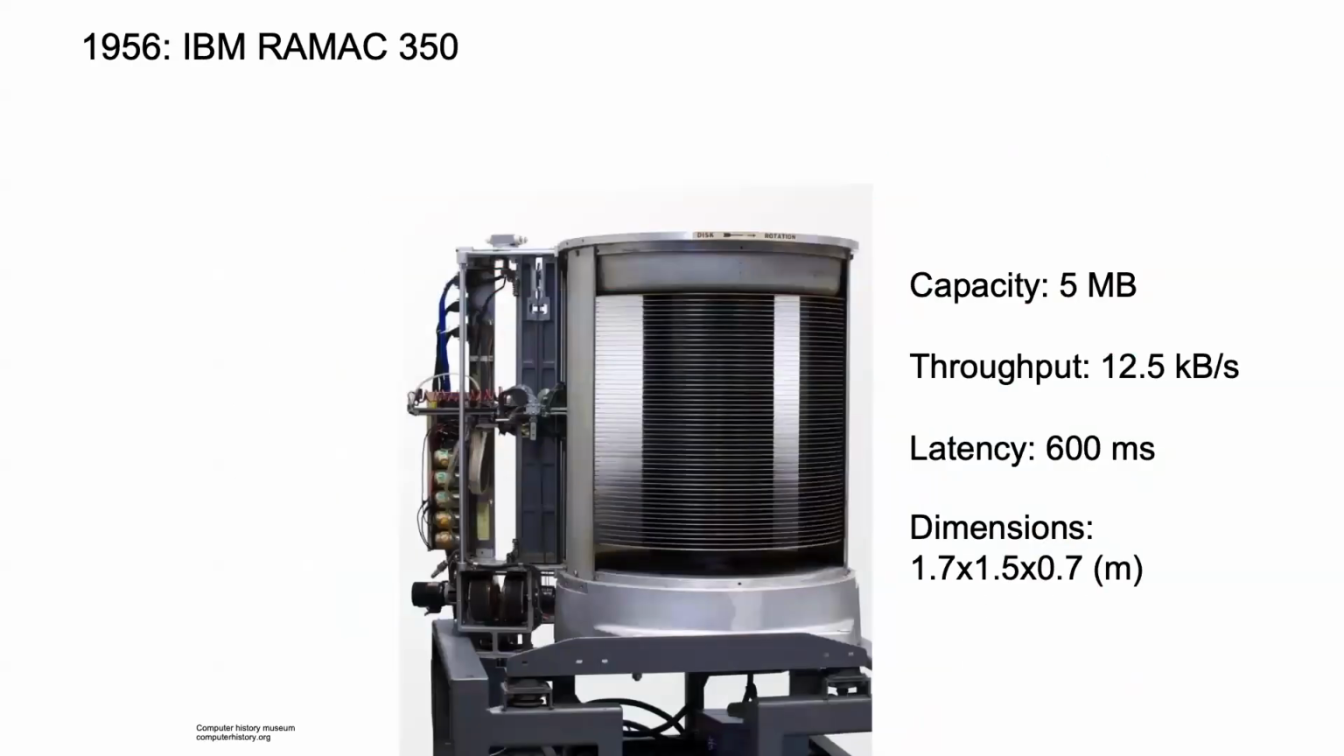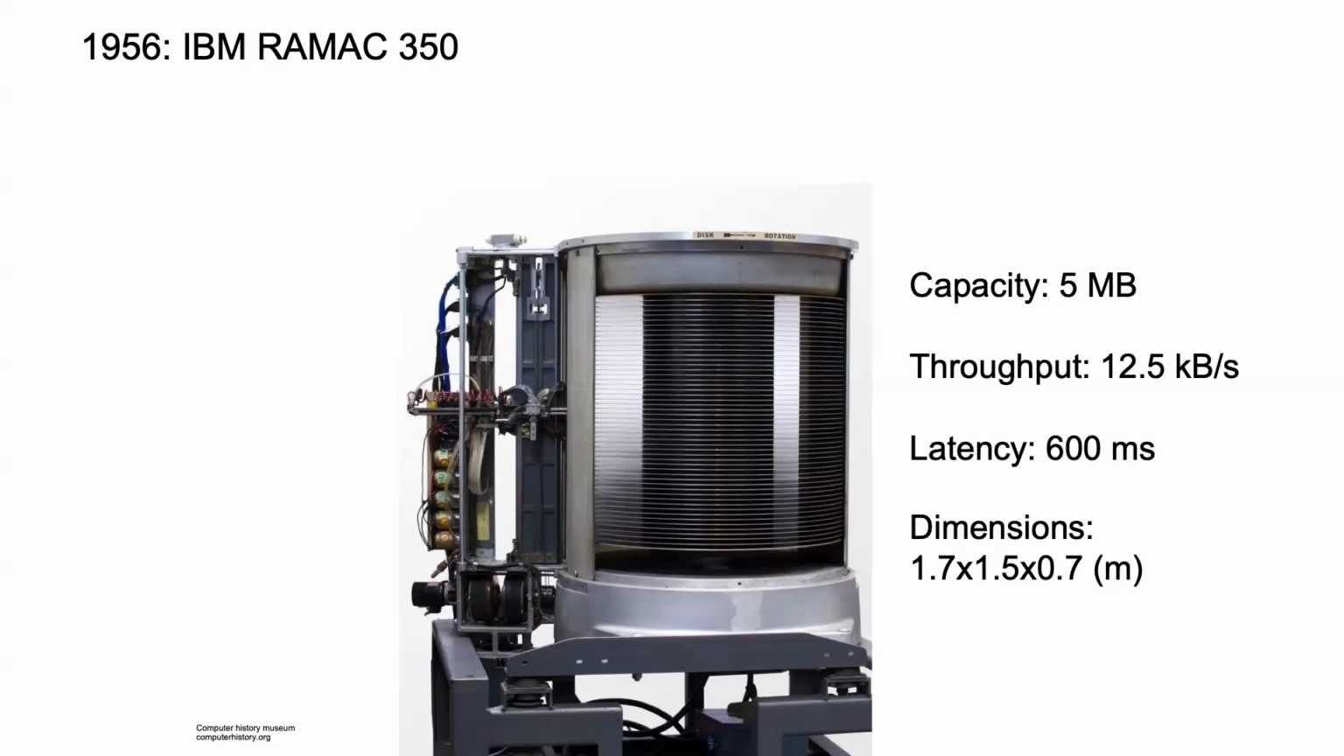And here's why. This here is the oldest commercially available hard drive that I could find. This is from 1956, it's the IBM RAMAC 350. It has an incredible capacity of 5 million characters. That is absolutely enormous, 5 megabytes. It has a throughput of 12,500 characters per second, a latency of 600 milliseconds, and incredible dimensions of 1 meter 50 times 70 centimeters times 1 meter 70. So that is absolutely enormous.